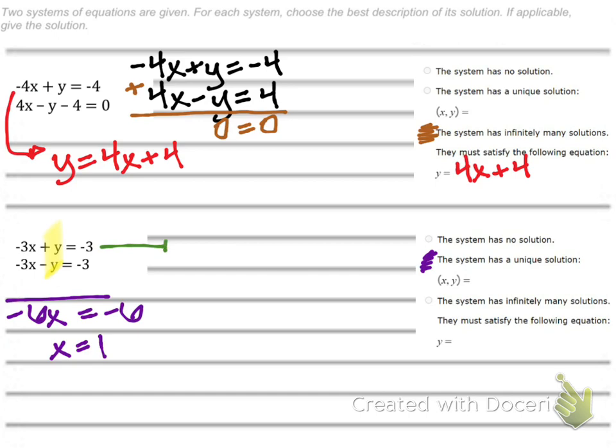I'm just going to use the top equation. It doesn't matter which one. I'm going to have negative 3 times x, which is 1, plus y is negative 3. So I would add 3 to both sides, right? And y is 0. So that one has a unique solution, and it is (1, 0). Okay.